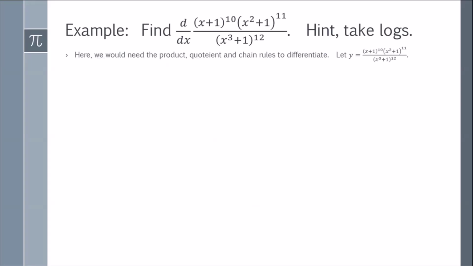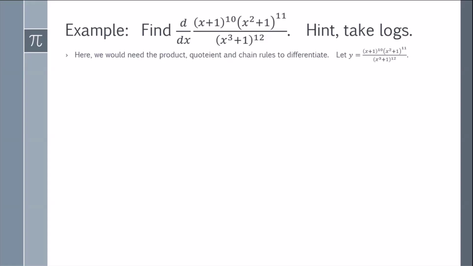In this example, we want to find dy dx when the function is (x plus 1) to the 10 times (x squared plus 1) to the 11 divided by (x cubed plus 1) to the 12. Now, if we were to differentiate this just using the typical ways that we normally differentiate things, we have a product rule on top and a quotient rule overall. Each of those product and quotient rules is then itself a chain rule. So this could become very complicated very quickly.